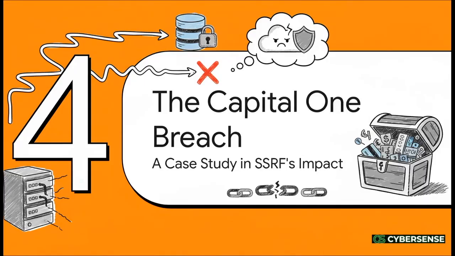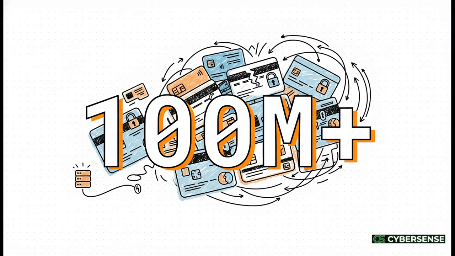And look, this isn't just a theoretical problem. Let's talk about the most famous and, frankly, catastrophic real-world example of SSRF, the Capital One breach. Just let that number sink in for a second. Over 100 million customer records were stolen. And that entire massive breach was made possible by one single, perfectly exploited SSRF vulnerability. It was an absolutely devastating single point of failure.